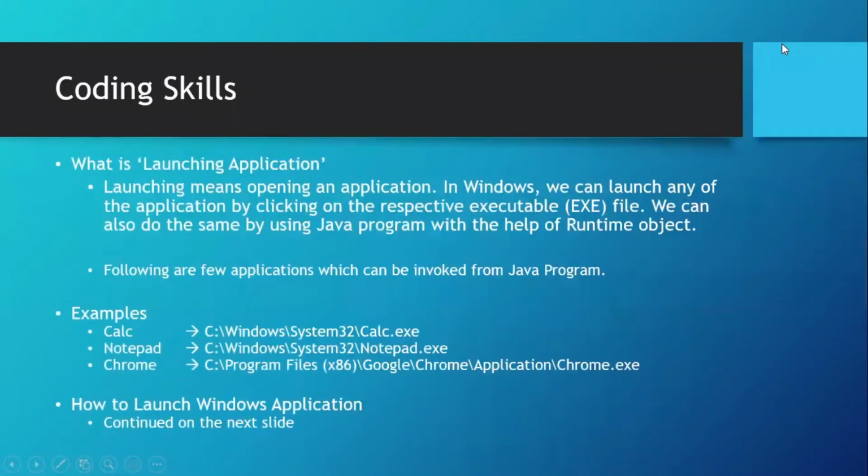What is launching an application? Basically, launching means opening an application. In Windows, we can launch any of the application by simply clicking on the respective executable file. We can also do the same by using a Java program with the help of the runtime object. Following are the few applications which can be invoked from Java program: Calculator, Notepad, Google Chrome. As can be seen, following are the paths of each application from Windows machine.